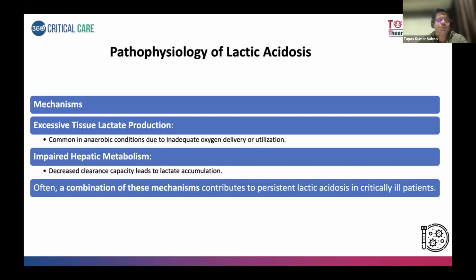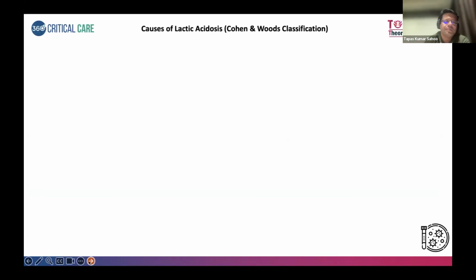impaired hepatic metabolism in case of acute liver failure or chronic liver disease, where actually there is decreased clearance capacity, and that would be leading to the lactate accumulation. Now, often a combination of many mechanisms would be contributing to the persistent lactic acidosis in critically ill patients.